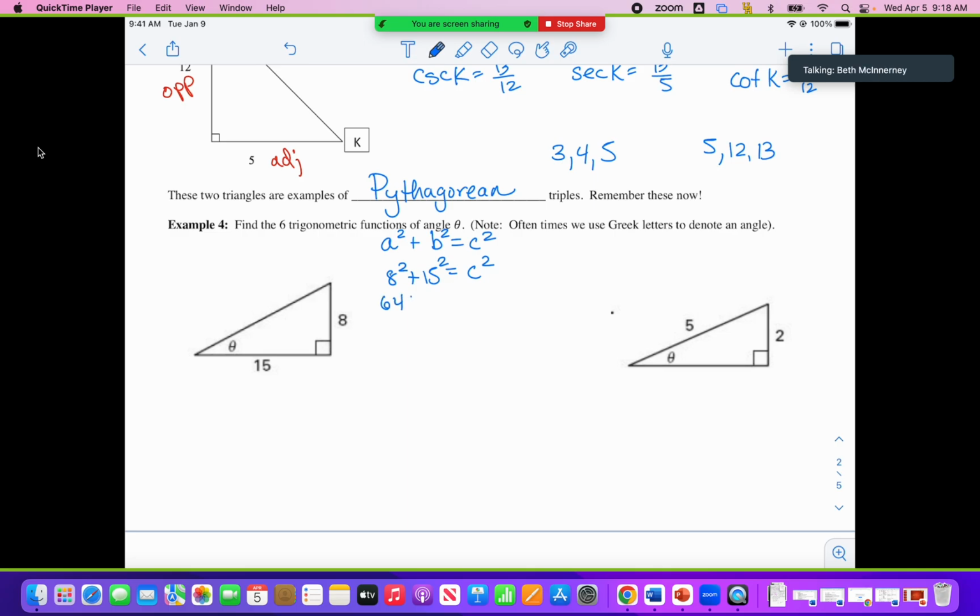So I get 64 plus 225. That's 289. So I would do the square root. Anybody got it? Avery? 17. You got it. So then I'm going to label that. If it helps, label your sides.